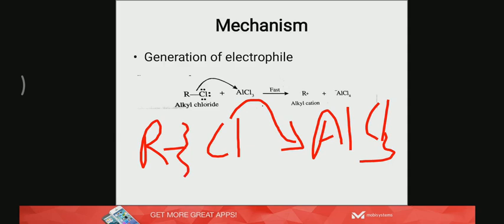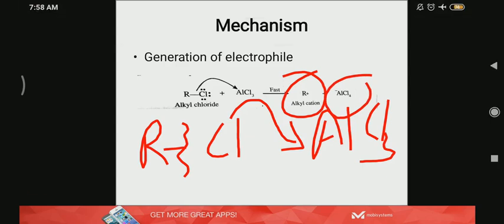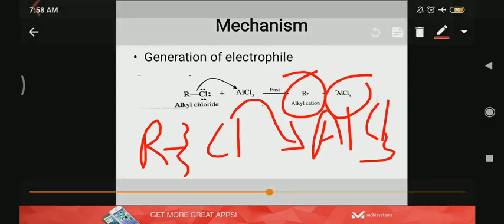When one bond is formed here, it is at the cost of the other bond. The neighboring bond becomes weak. That's quite natural. Eventually, it breaks as R+. So R+ is the electrophile, the alkyl cation, which is a carbocation, is the electrophile during Friedel-Crafts alkylation reaction, plus AlCl4 minus, that is now a Lewis base which will act in the second step of the mechanism.